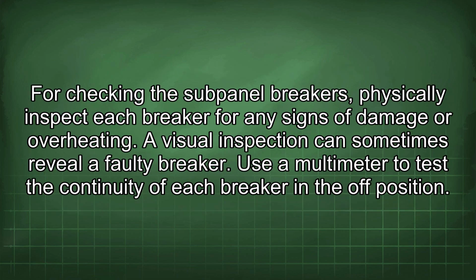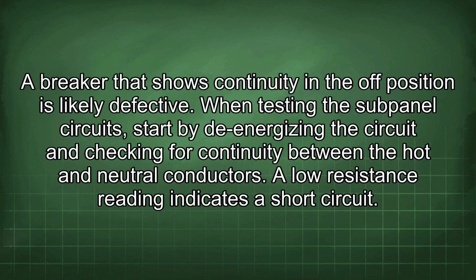For checking the subpanel breakers, physically inspect each breaker for any signs of damage or overheating. A visual inspection can sometimes reveal a faulty breaker. Use a multimeter to test the continuity of each breaker in the off position. A breaker that shows continuity in the off position is likely defective.